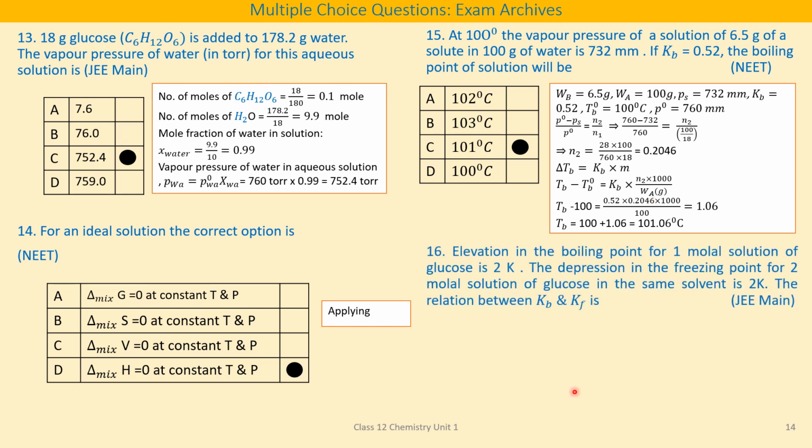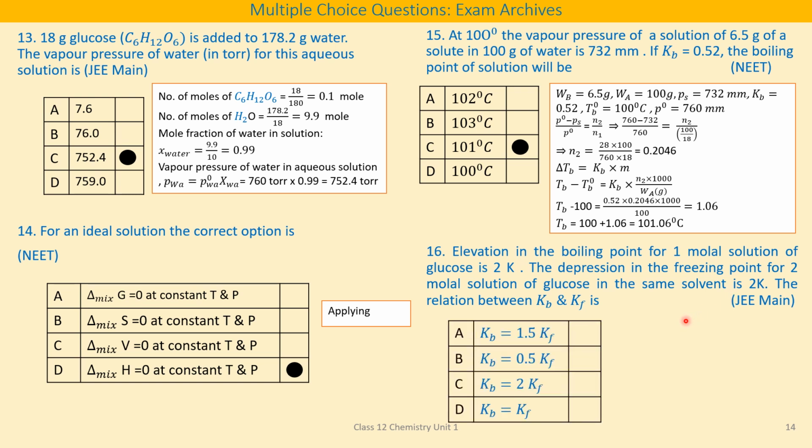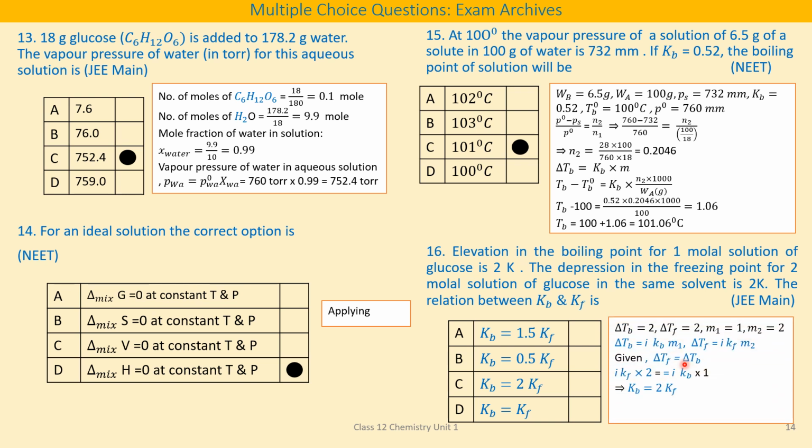Next question. Elevation in the boiling point for 1 molar solution of glucose is 2 K. The depression in freezing point for 2 molar solution of glucose in the same solvent is 2 K. The relation between Kb and Kf is: Kb is equal to 1.5 Kf, Kb is equal to 0.5 Kf, Kb is equal to 2 times Kf, and Kb is equal to Kf. You have to calculate and find the value of Kb in terms of Kf.